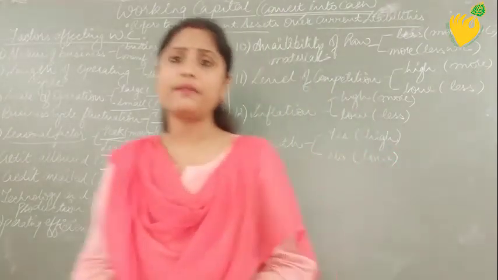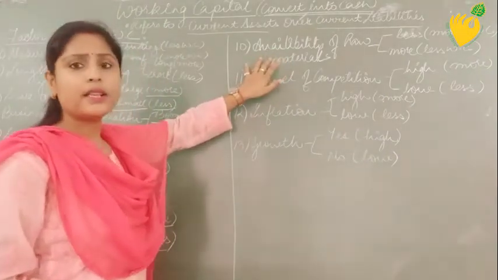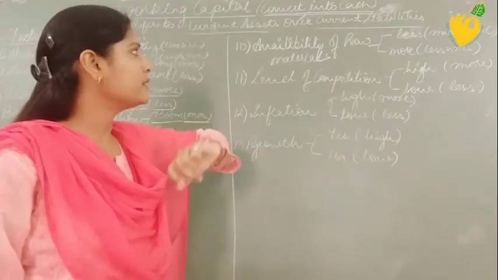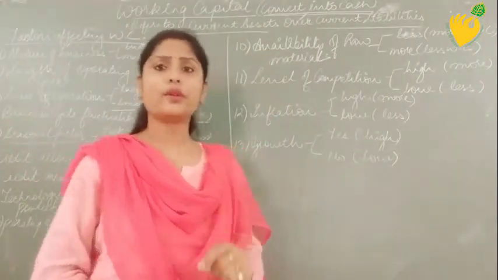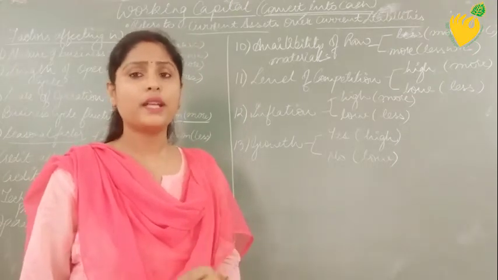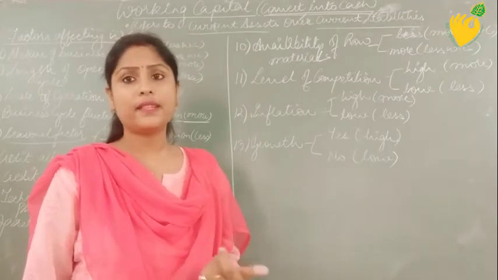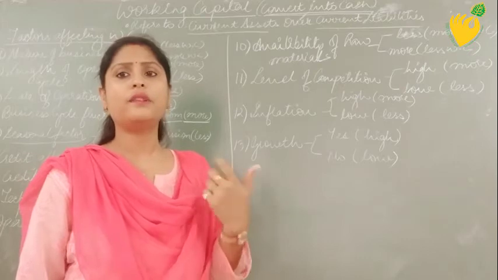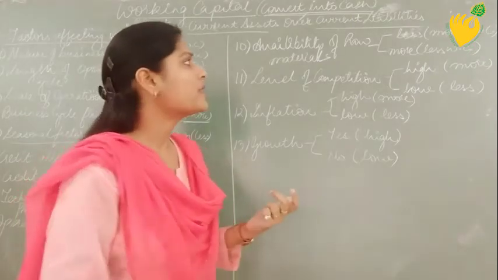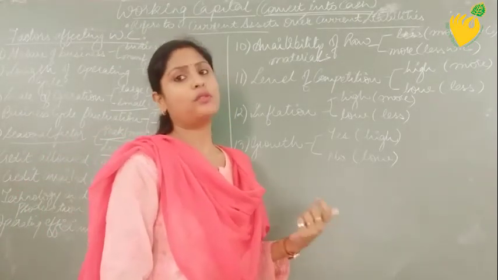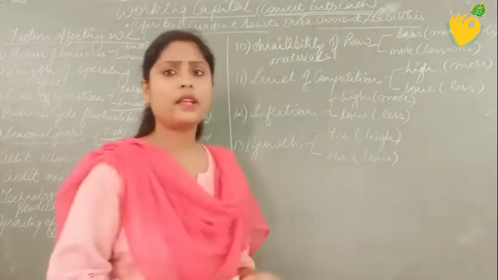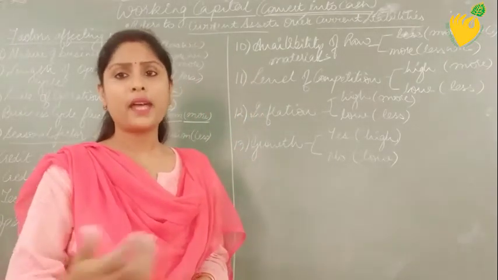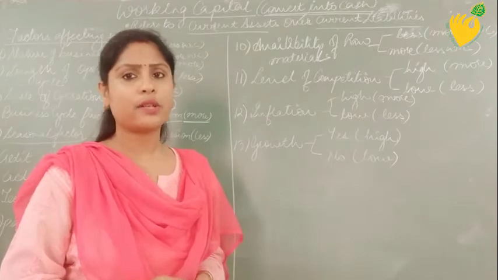So these were the 9 factors. The 10th factor is the availability of raw materials. If the collection and procurement of raw materials is taking place very easily, if the resources are available very easily, then the organization does not need much working capital, because it is easily available. Whenever they want, they can buy and avail the raw materials, they can procure it, they can collect it.